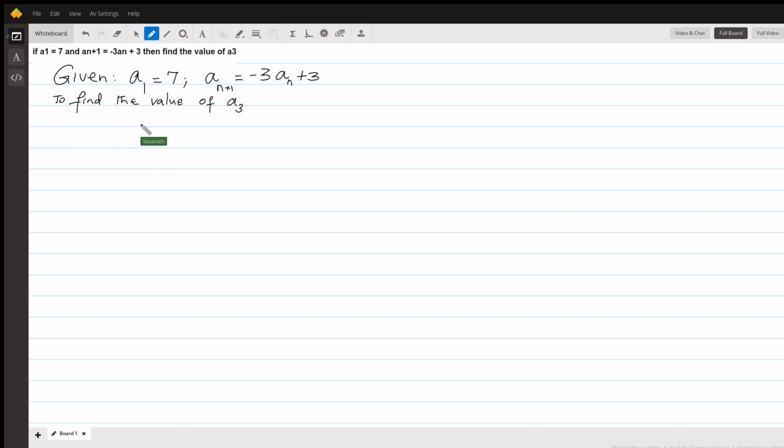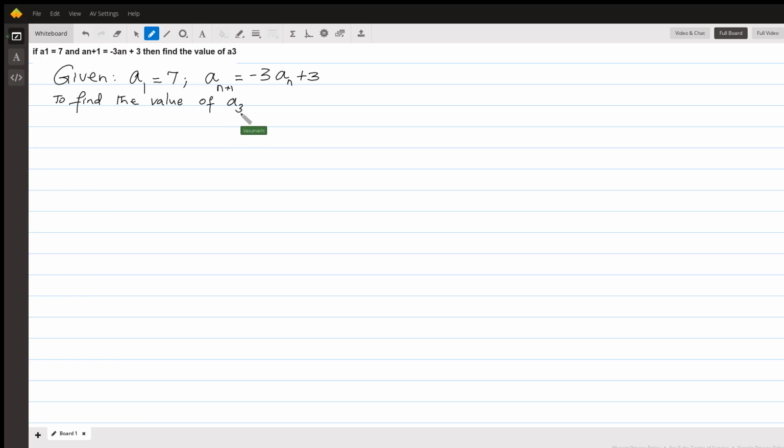if you know the current term, then you can find the next term by using the formula A sub n plus 1 equals negative 3 A sub n plus 3. So now in this problem, we have to find the value of A sub 3.